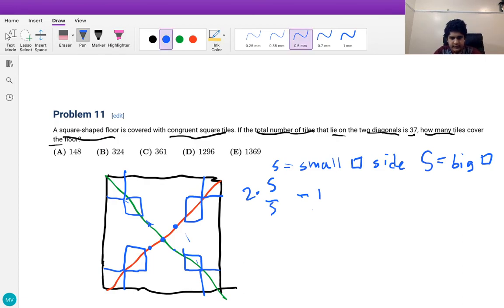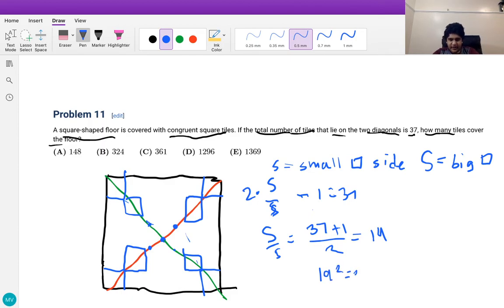Okay. So 2 times big S divided by little s, minus 1, is going to be equal to 37. So we know that big S divided by little s is equal to 37 plus 1 over 2, 38 over 2, 19. This means that since the ratio of their side lengths is 19, the ratio of their areas is 19 squared, which is equal to 361. This means that 361 tiles cover the floor. Choice C.